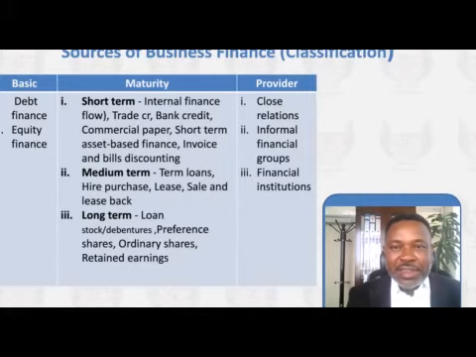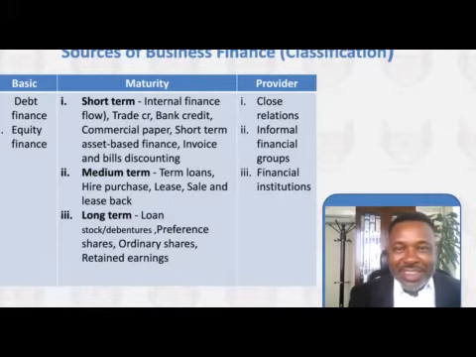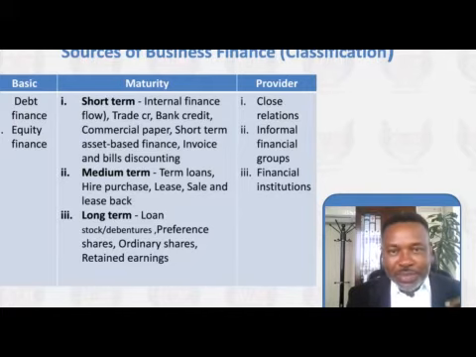Sources of business finance. The sources of business finance can be grouped into three classifications. Now, this classification is not cast in stone. The first is the basic classification into debt or equity. Funds can be borrowed, that is debt, or sourced from the owner's savings, and that is equity. The second classification is in terms of maturity period. Funds could be short-term, medium-term, or long-term, depending on their maturity.